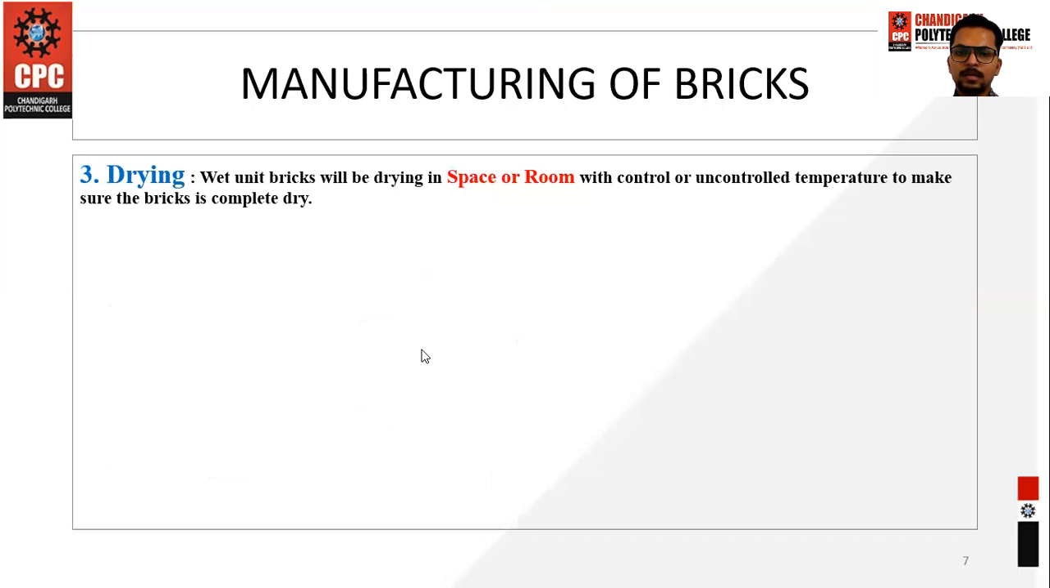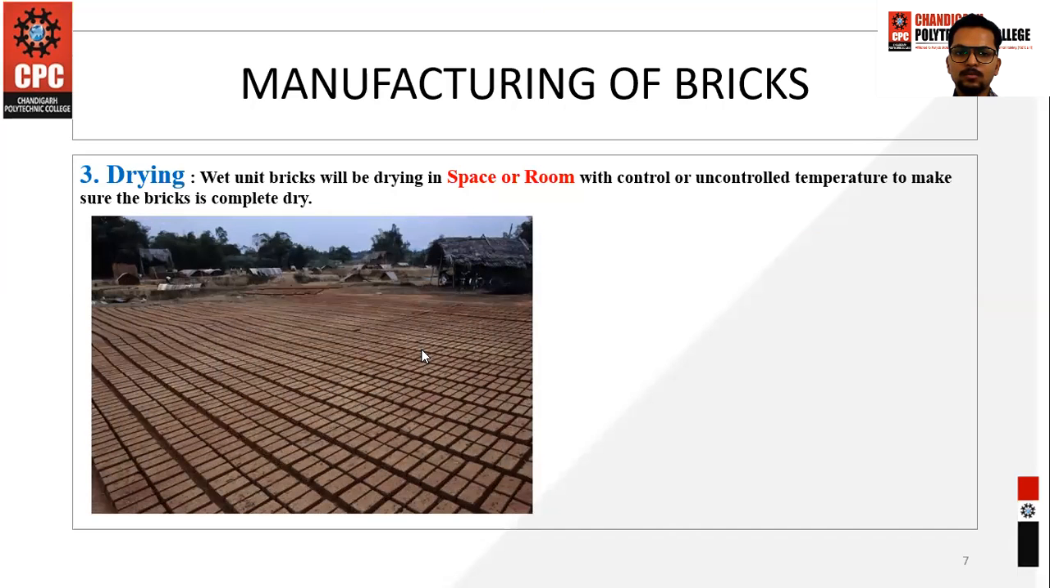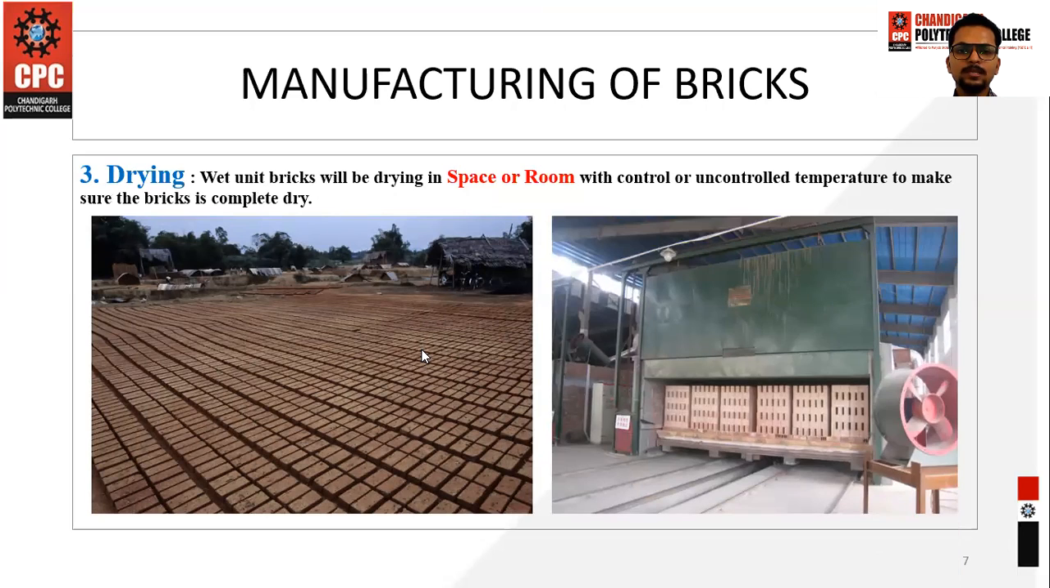Third process which we use is drying process. After the bricks are molded together, as you can see in the diagram, so these bricks are molded, इनको आपने mold कर दिए, properly shape and size दे दिए, उसके बाद they are placed in a room or in an open area to get that extra moisture which it contains evaporated.